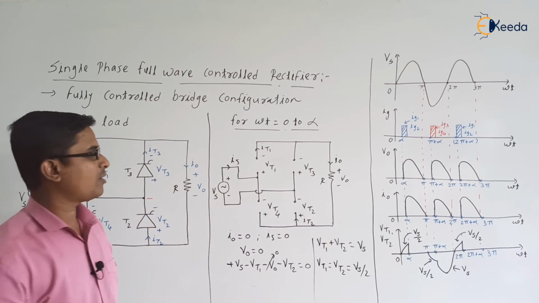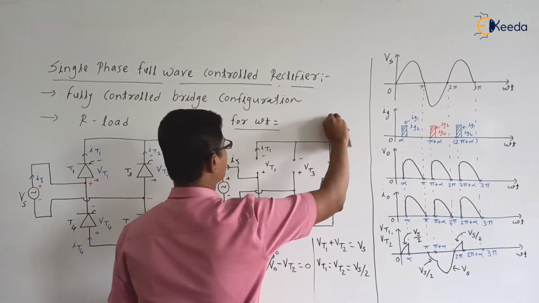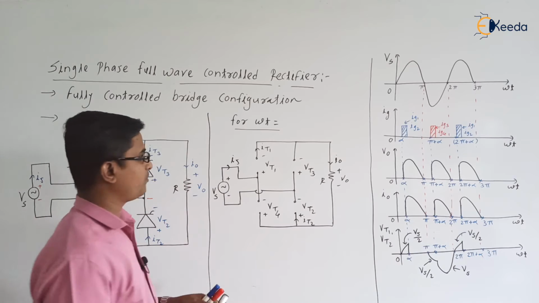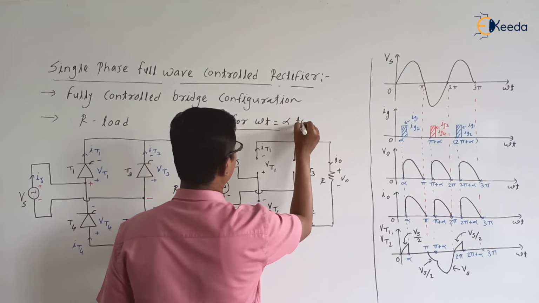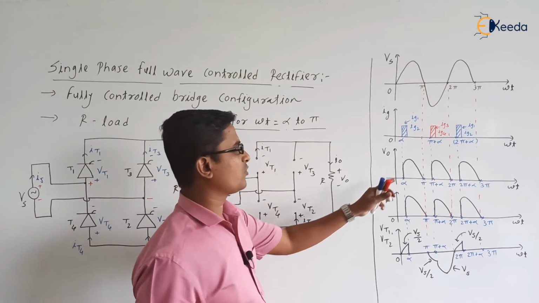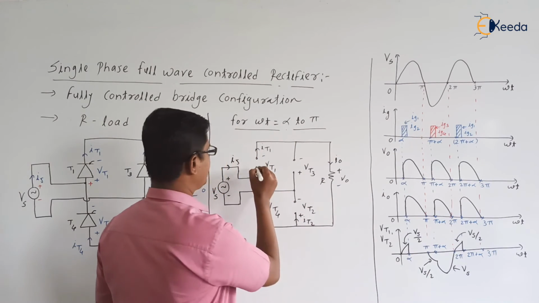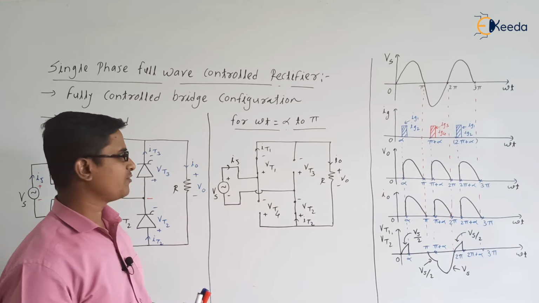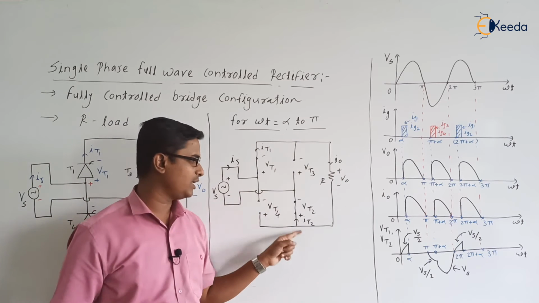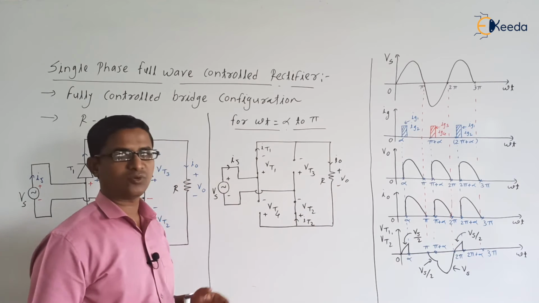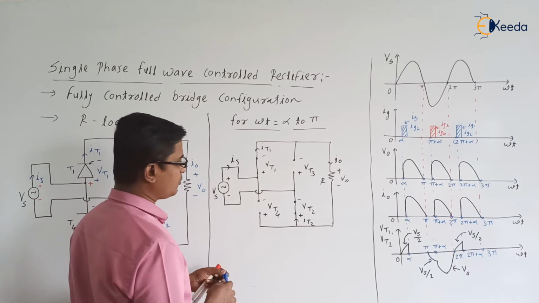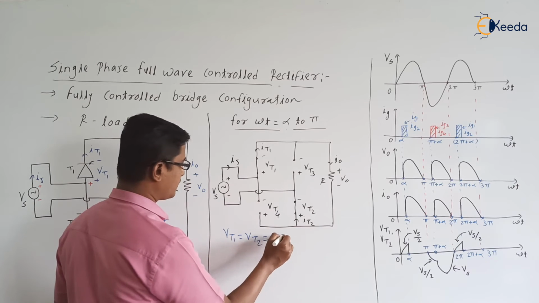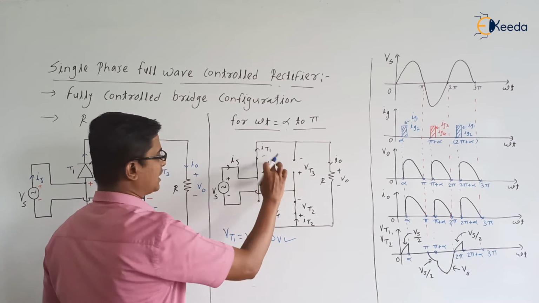Next, from omega t is equal to alpha to pi, what will happen? Let us discuss. At alpha we are going to apply the gate signal to thyristor T1, T2. So thyristors T1 and T2 will be acting as a short circuit. So once T1, T2 act as a short circuit, current will be flowing from Vs, T1, load, T2, and again back to the Vs. Means in this loop the current will be flowing. So Vt1 is equal to Vt2 is equal to 0 volt, as these two thyristors are acting as a short circuit.